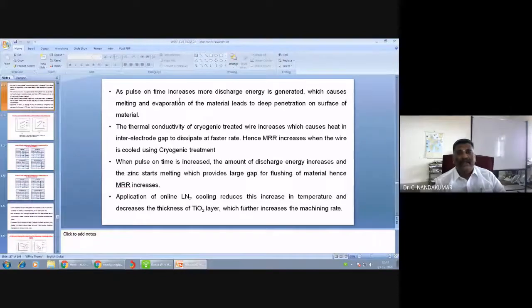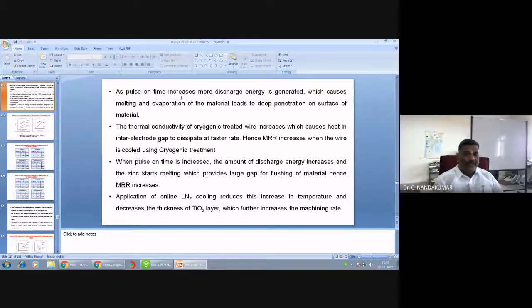As pulse on time increases, more discharge energy is generated, which causes melting and evaporation of the material, leading to deep penetration on the surface of materials. See here, the thermal conductivity of cryogenic treated wires increases, which causes heat in the inter-electrode gap to dissipate at a faster rate. Hence, MRR increases when the wire is cooled using cryogenic treatment.